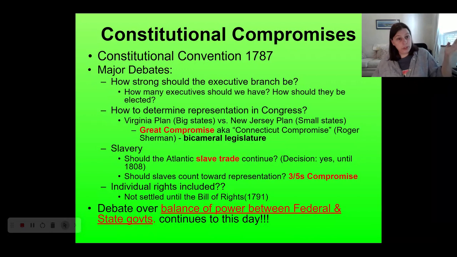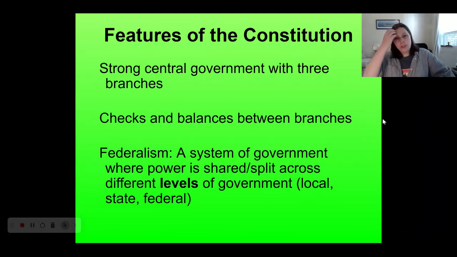Is it the federal government, and they have the supreme deciding power, or do states have that power? Can states overrule or veto the federal government? That's a debate that really continues to this day. It's at the heart of a lot of our modern political debates, as it has been in pretty much every era of American history. Features of the Constitution, again, hopefully this is familiar from civics or gov.